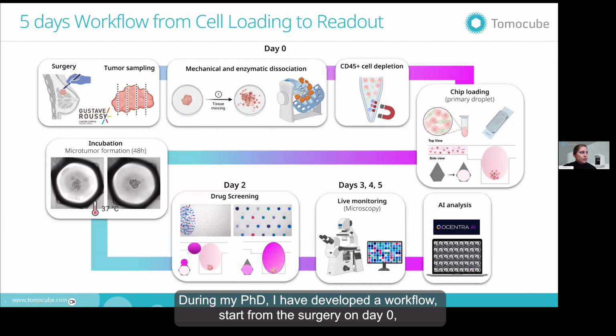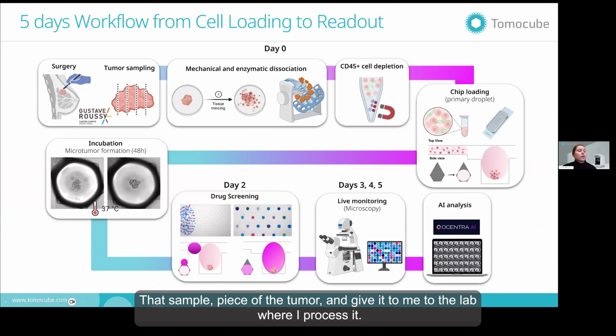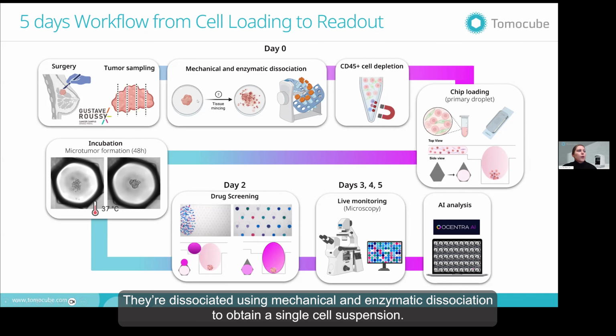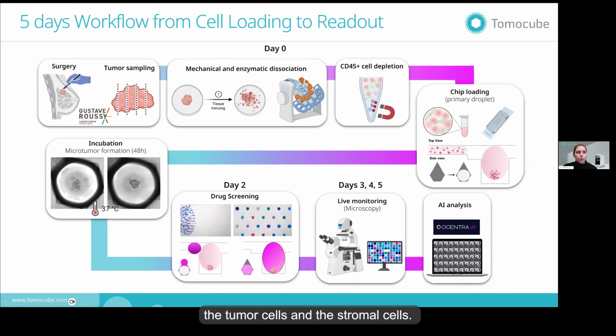that starts from the surgery on day 0, where the surgeon gives the tumor piece to the pathologist, who samples a piece of the tumor and gives it to me in the lab where I process it. So I start from this little piece of tumor that I dissociate using mechanical and enzymatic dissociation to obtain a single cell suspension. This single cell suspension removes all the immune fraction and keeps only the stromal and the cancer fraction, the tumoral cells and the stromal cells.